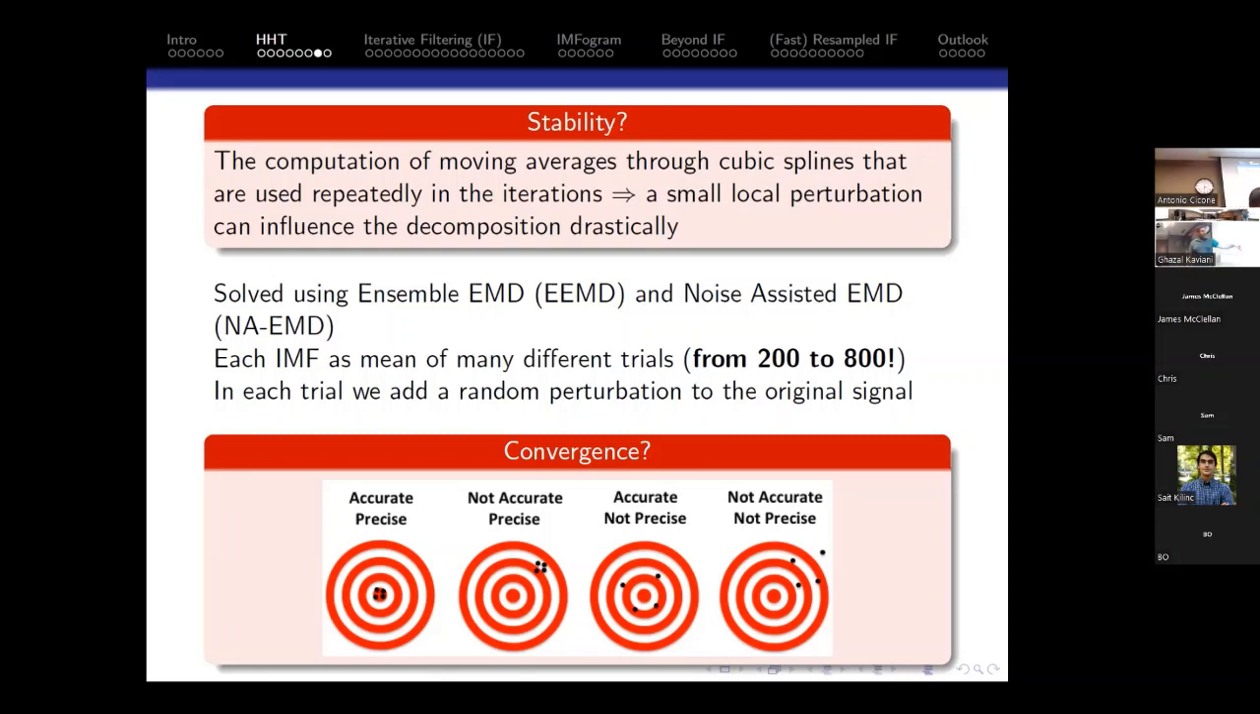Okay. Here is an example of a method which is stable but not convergent. And here is an example of non-stable but convergent. And here is non-stable and non-convergent. So stabilizing means that you don't have any more of these problems, but you could have one of these two scenarios. It could be non-convergent but stable, and convergent and stable.